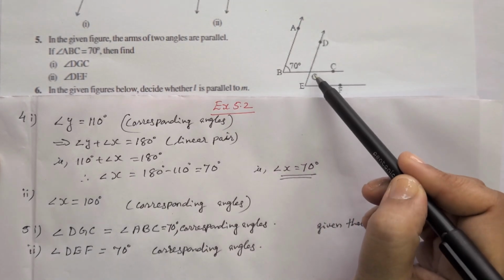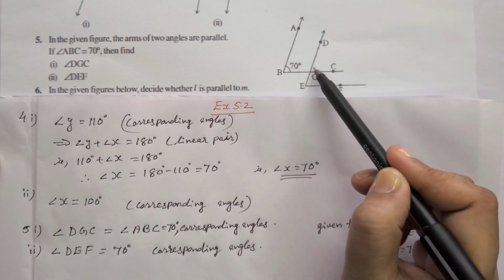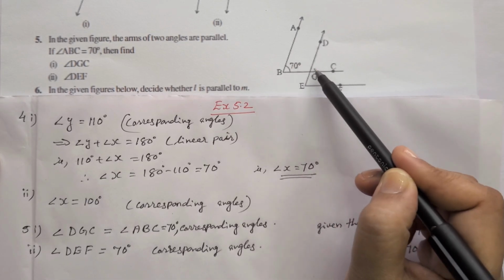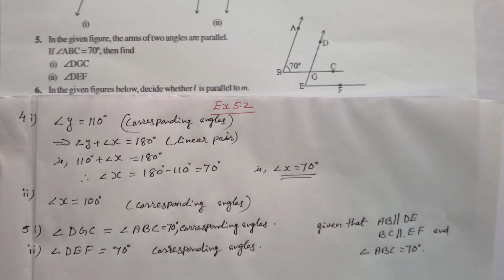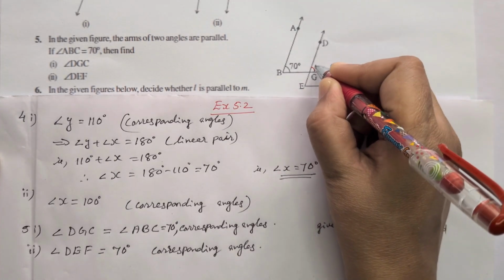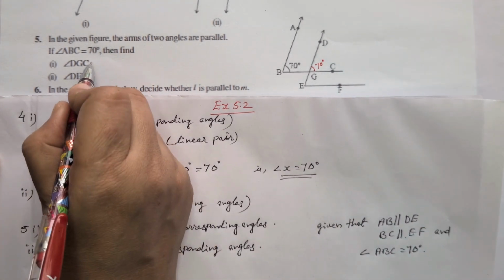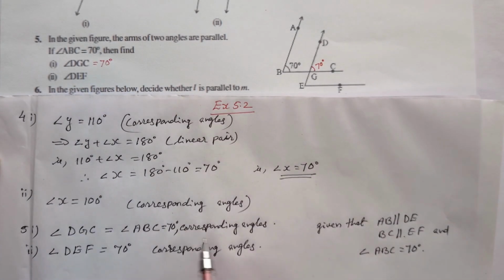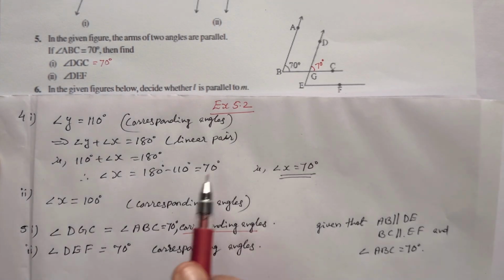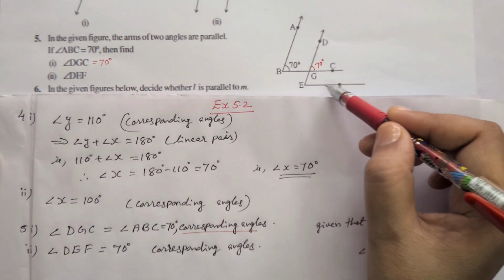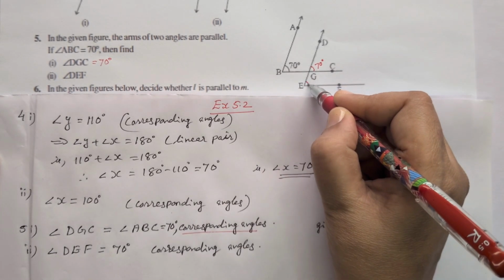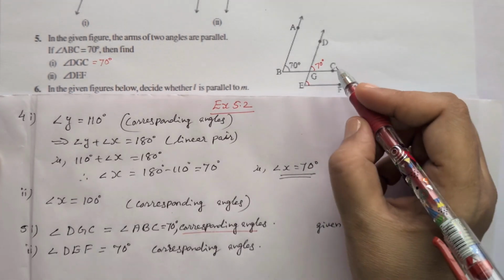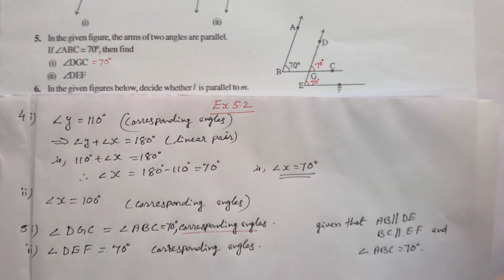If these two lines are parallel, these two angles are corresponding angles. So this angle also is equal to 70 degrees. So we can write angle DGC is equal to 70 degrees. Reason is corresponding angles. That is the first one. Then second, DEF. BC is parallel to EF, so these two also are corresponding angles. DEF also is equal to 70 degrees, corresponding angles.